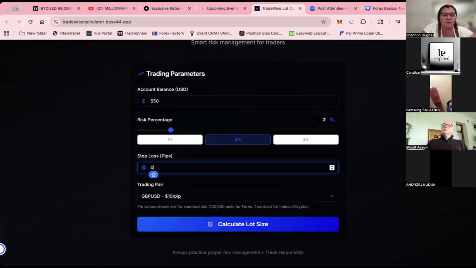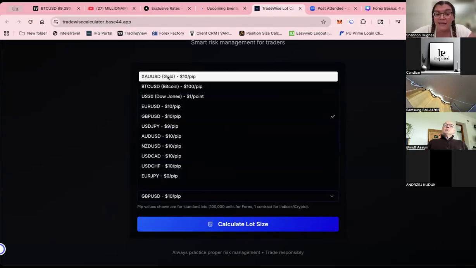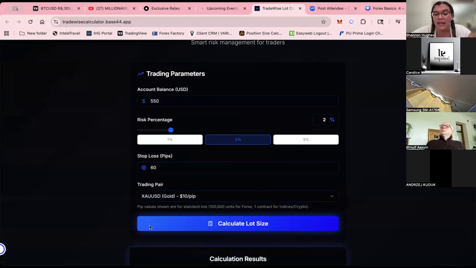Let me look at our most recent signal. We haven't had one yet today. I can only assume, with everything that's happening in the Middle East, the market is pretty volatile. So let's say there was a gold trade on Friday and the stop loss was 60 pips. You would just type in 60 pips. Some of the signals we get sent are 50, some of them are 70. You just type in how many pips the stop loss is, then select what you're trading. If we're trading gold, you would click gold and click calculate.